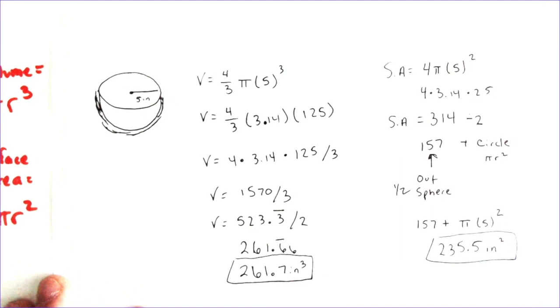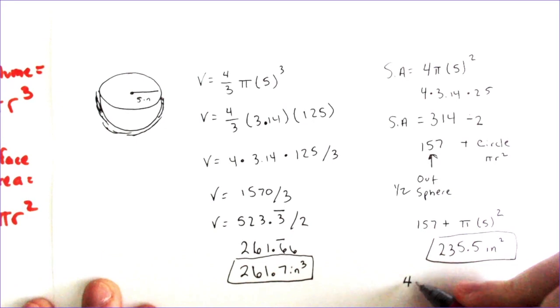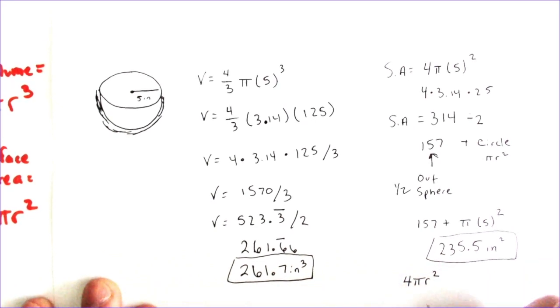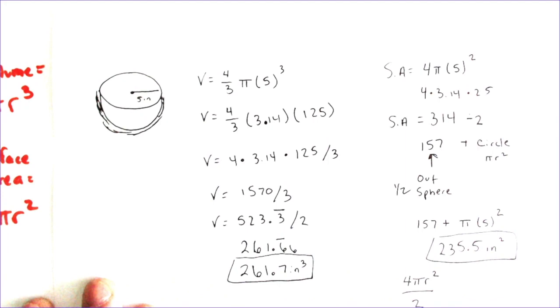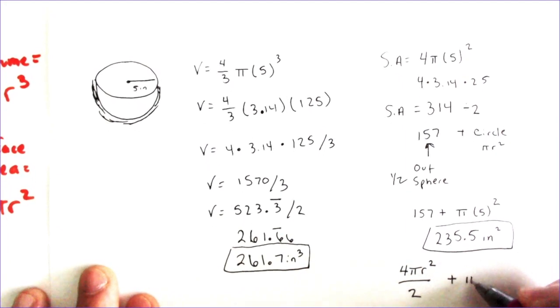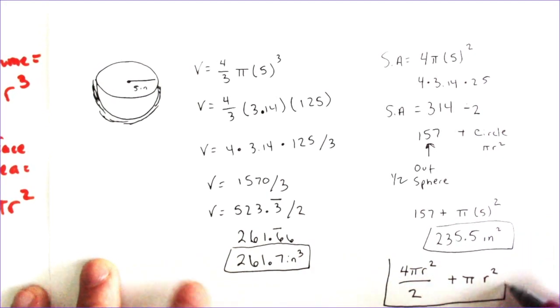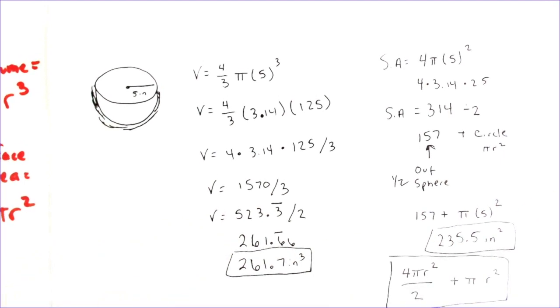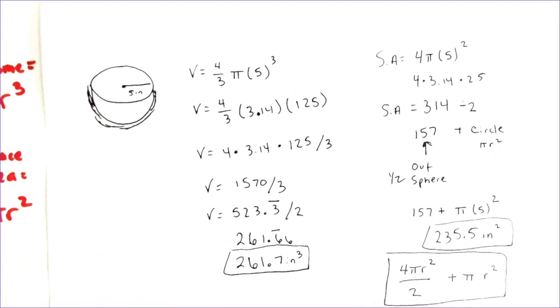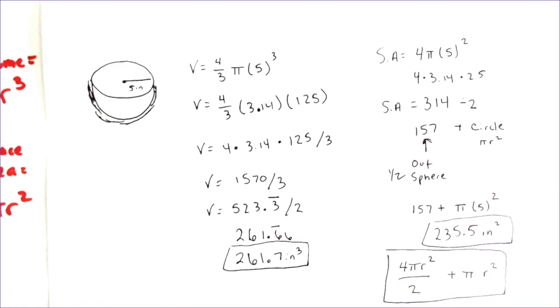So, the surface area formula for a semisphere, or hemisphere, just half of it, would be equal to 4 pi r squared divided by 2. That gives you half of the outside envelope of a sphere. And then you have to add in that circle on the top, which would be plus pi r squared. So for those of you looking for a formula that works for half of a sphere, you would use that formula.